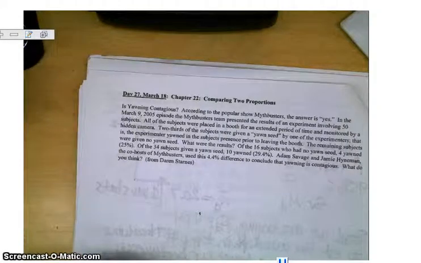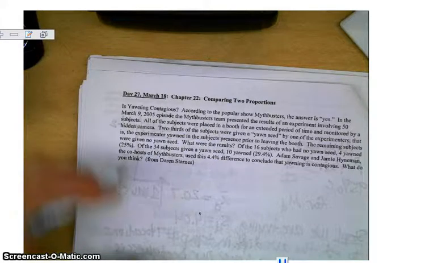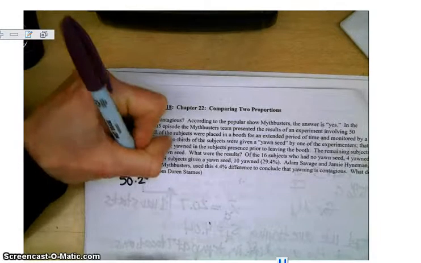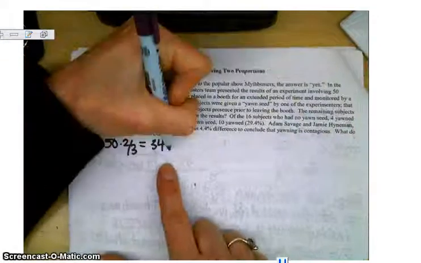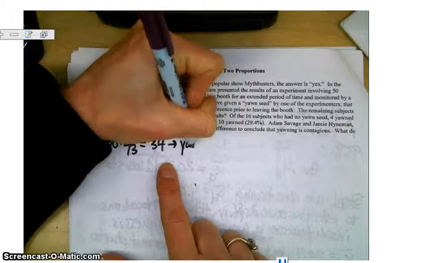So all of the subjects were placed in a booth for an extended period of time and monitored by a hidden camera. Two-thirds of the subjects were given a yawn seed. Well, what's two-thirds of 50? 34. Okay, so 34 were in the group that got a yawn seed.